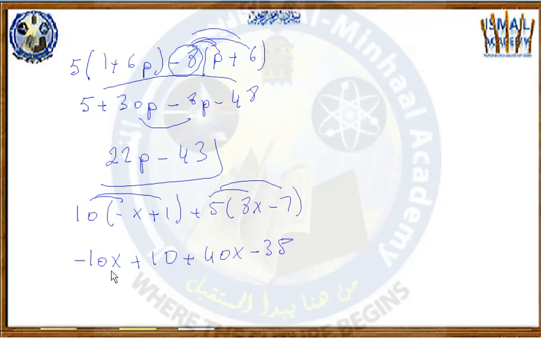Then what happens next? Combine like terms. 40 minus 10 is 30, and we have 10 minus 35 is minus 25, and this will be your answer. Is that clear, everyone? Do we do another one? Do you want 51?